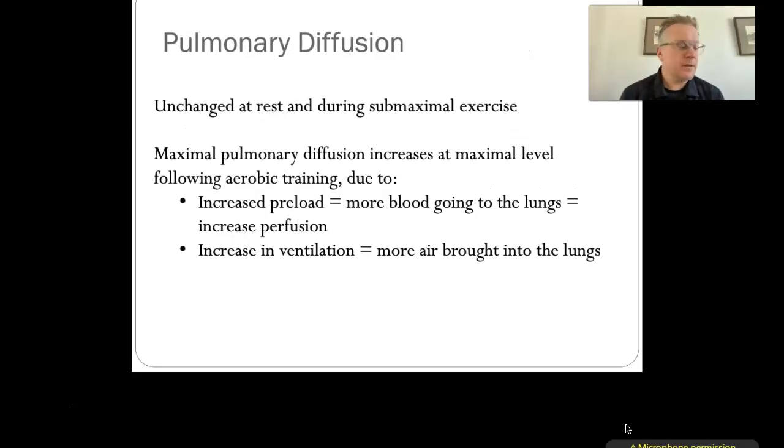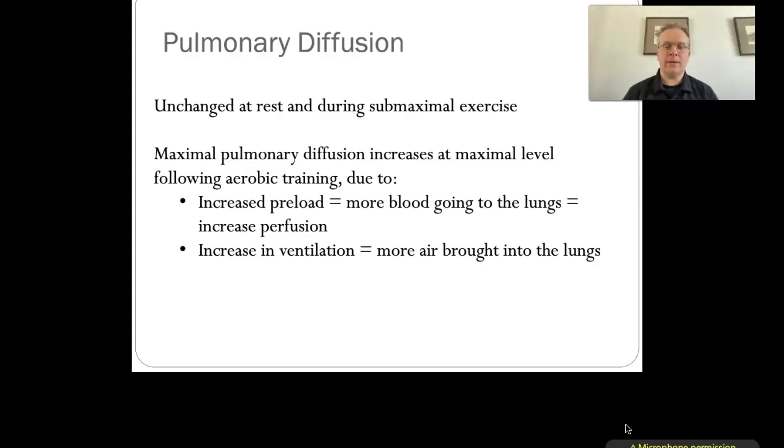And then also we talked about that importance of pulmonary diffusion, right? It's unchanged at rest and during lower intensity submaximal exercise, but at maximal efforts pulmonary diffusion increases. And so we're seeing this increased preload, so more blood going to the lungs, and then we have that increase of perfusion.